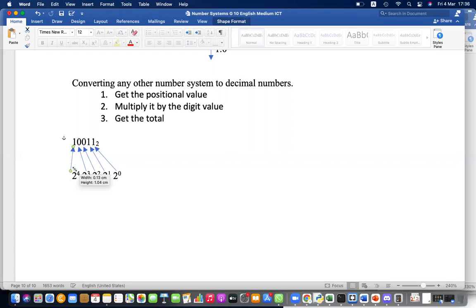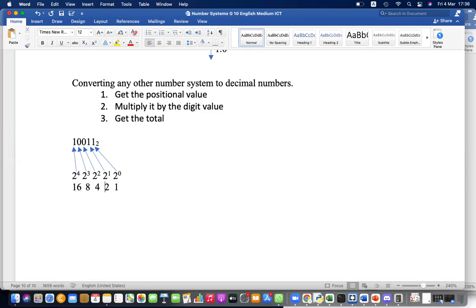Then you have to take the digit value and multiply it. Before that, let's take the actual value of these powers of 2. 2 to the power 4 is 16. 2 to the power 3 is 8. 2 to the power 2 is 4. 2 to the power 1 is 2. And 2 to the power 0 is 1, right? So 16, then 8, then 4, then 2, and then 1.